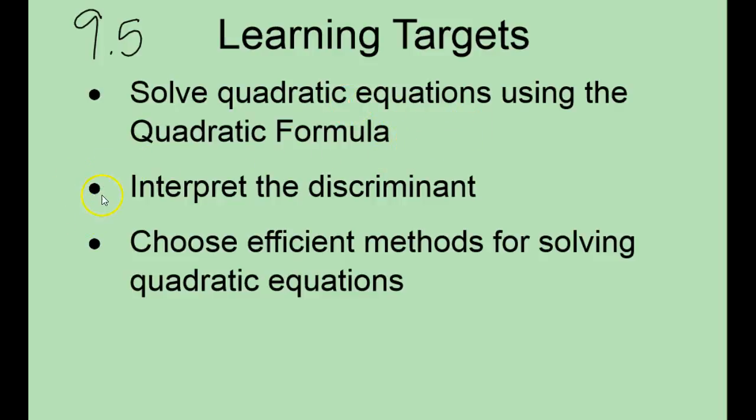Then our second learning target for today is to interpret the discriminant and see what it means. And then we're going to choose efficient methods for solving quadratic equations, because some quadratic equations are very easily factored, and so that's going to be the fastest way. So we want to factor those. Others can't, so we're going to look at some methods for how we determine which way to solve them.